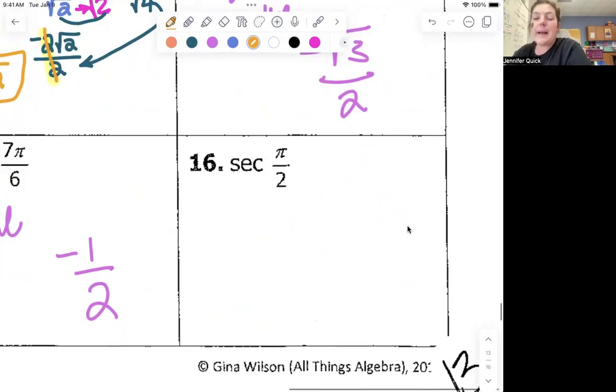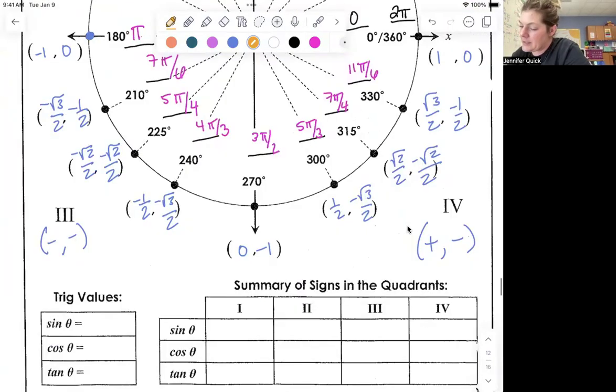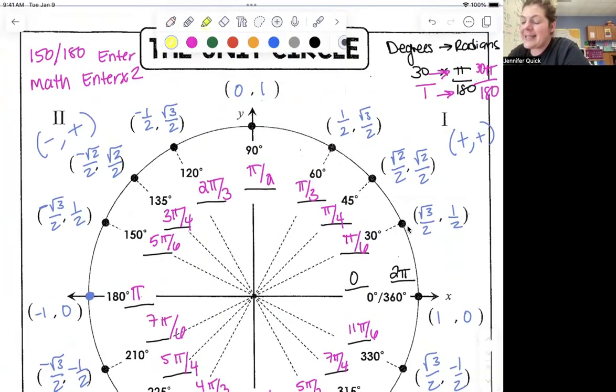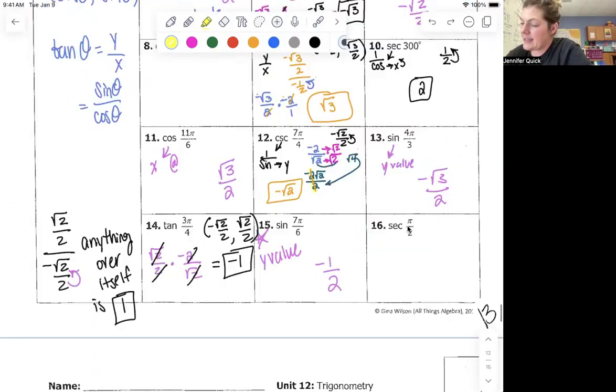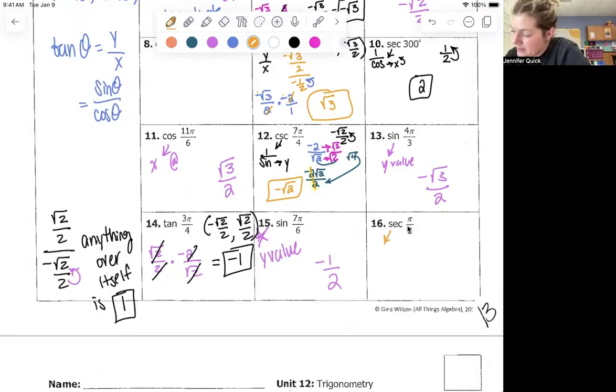Secant, pi over 2. Here we go. Pi over 2 is at the 90. Secant goes with cosine. Cosine is the x value. So this is the x value, so we're going to flip it. The x value is 0. 0 over 1. When you flip 0 over 1, you end up getting 1 over 0, which is now undefined. And there you go. There's your weird one.